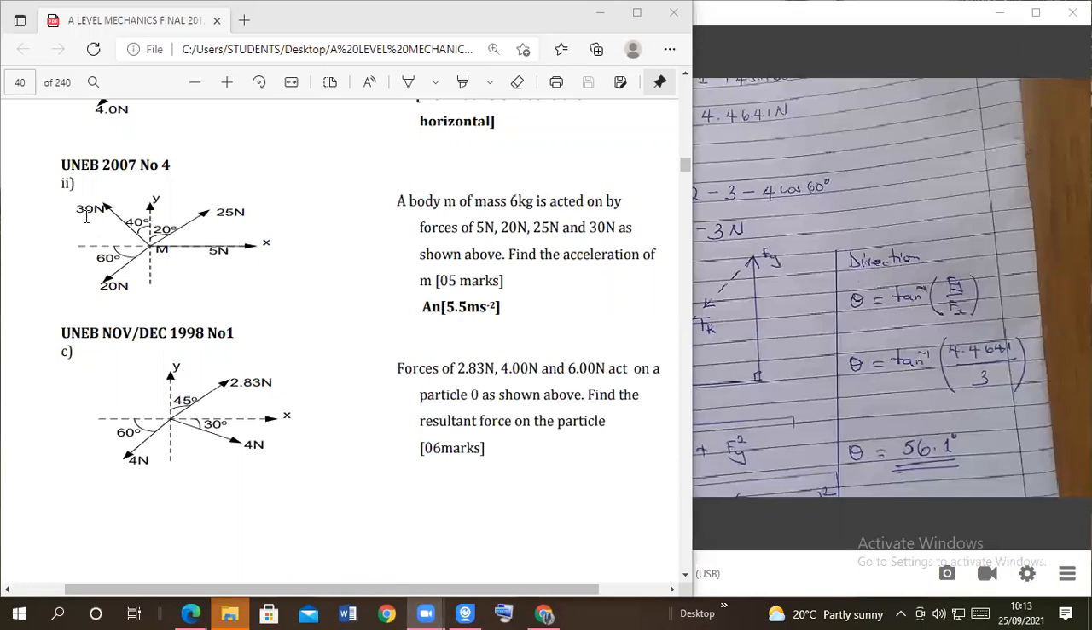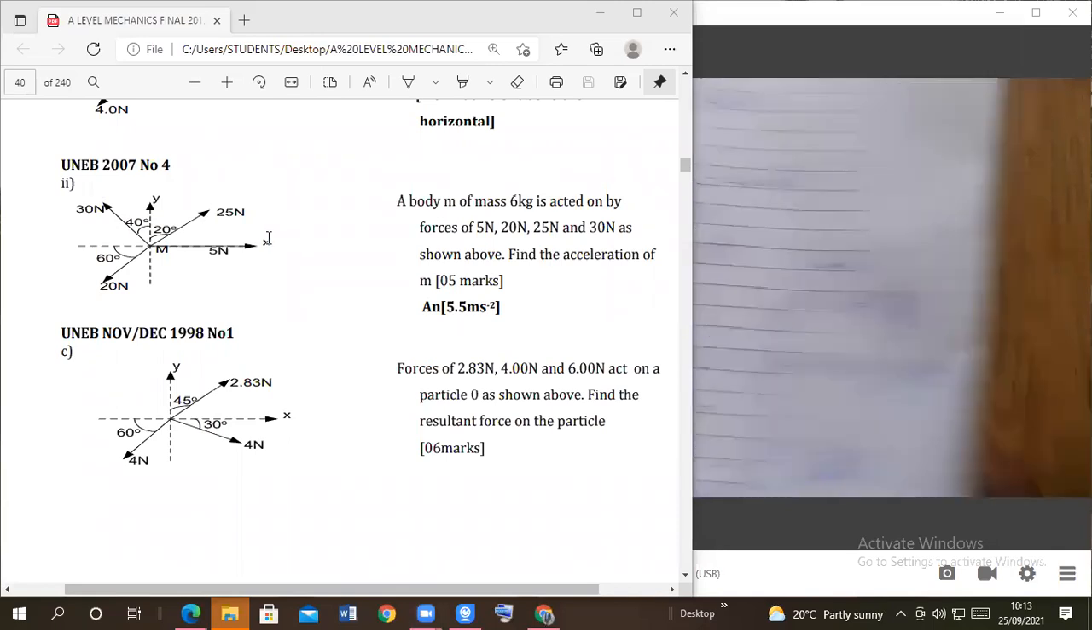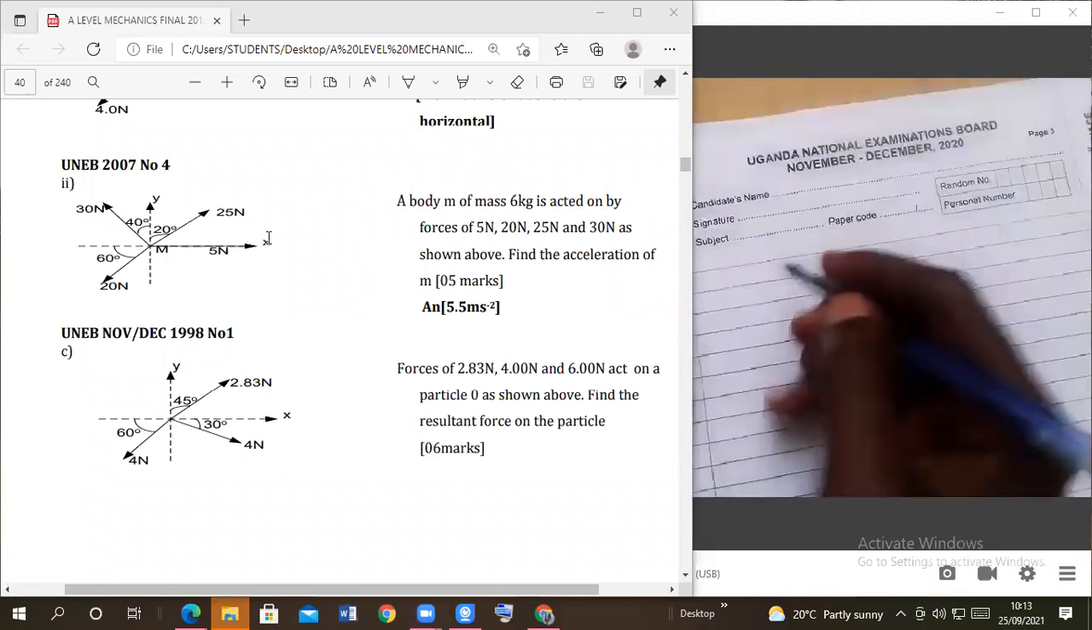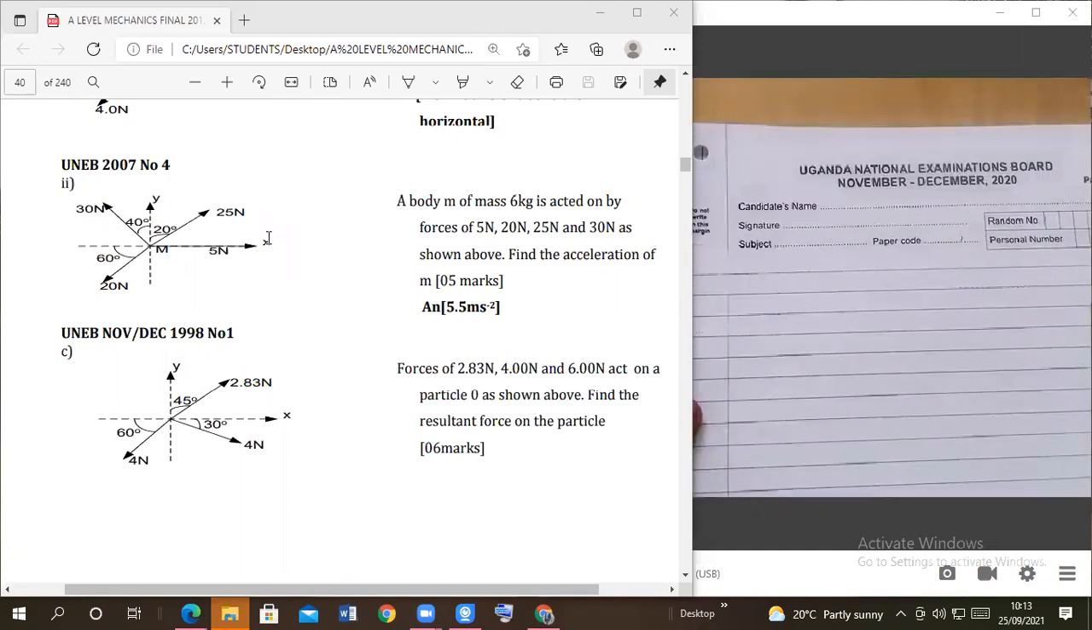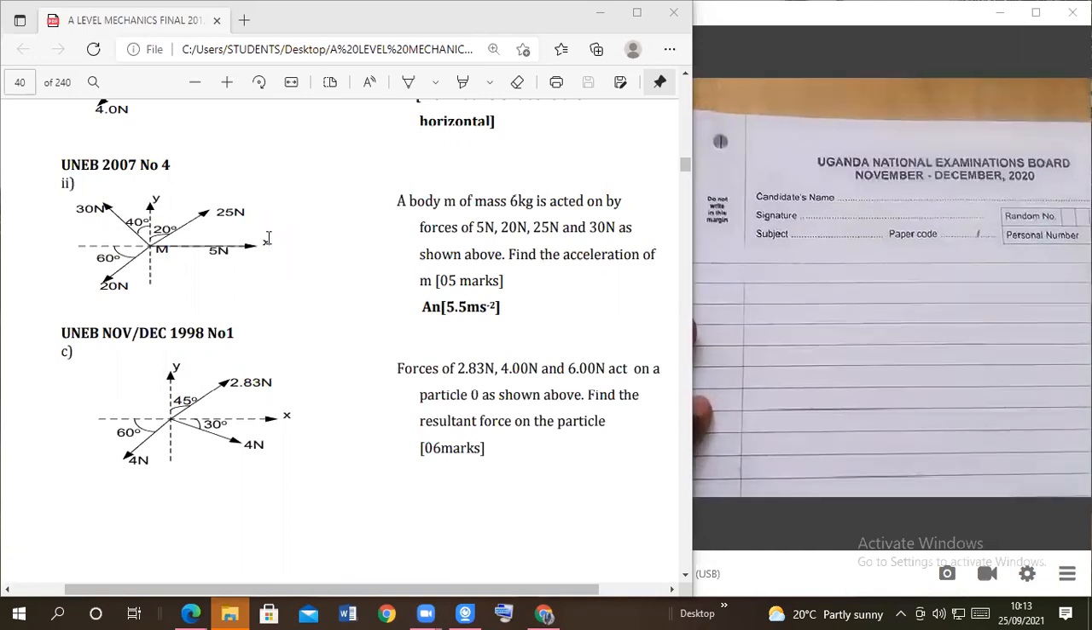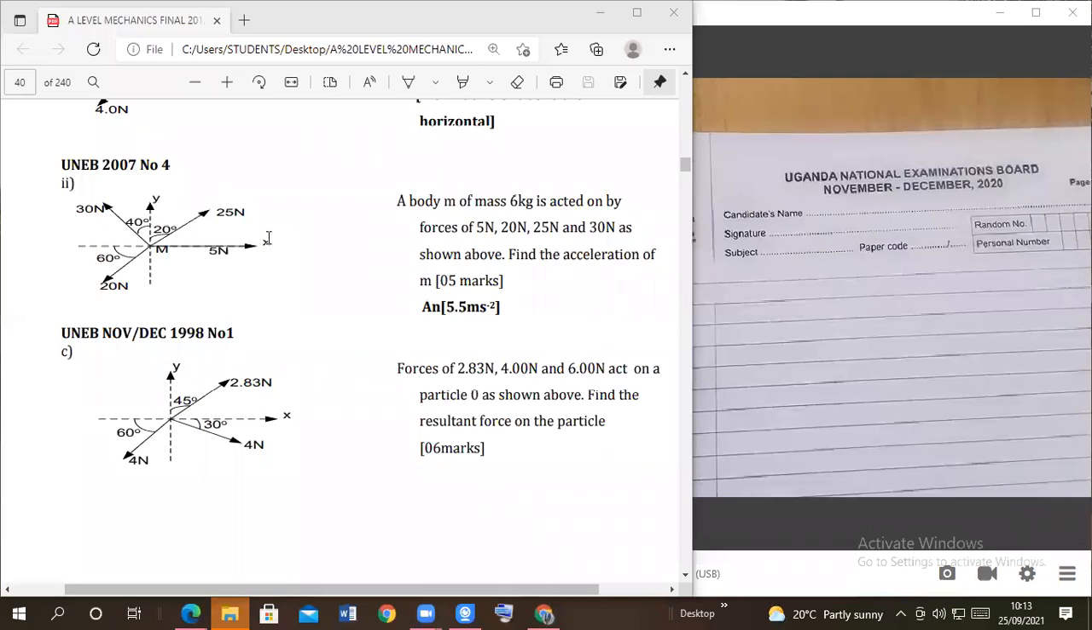Let's do number 7, UNEP 2007. Members, let's do UNEP 2007. The question is saying the body of mass 6 kilograms is acted upon by 5 Newton, 20 Newton, 25, and 30, as shown in the figure below. Find the acceleration of mass m.